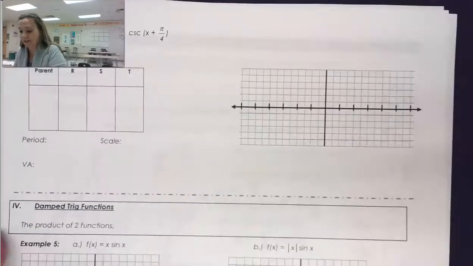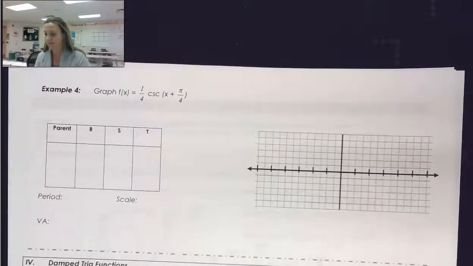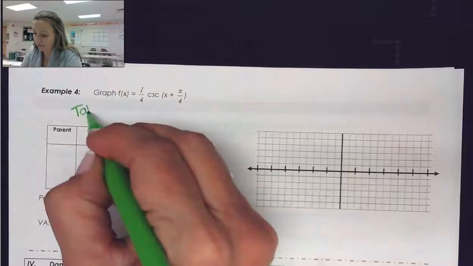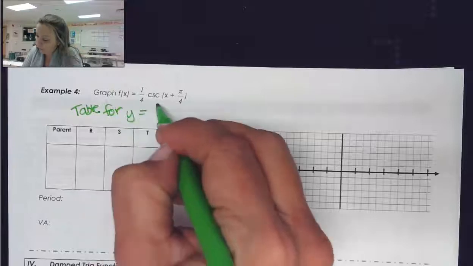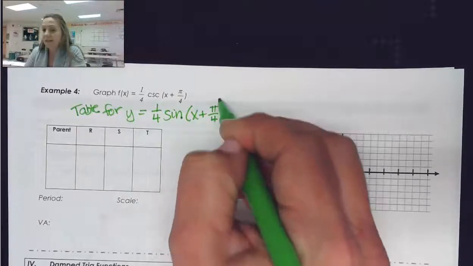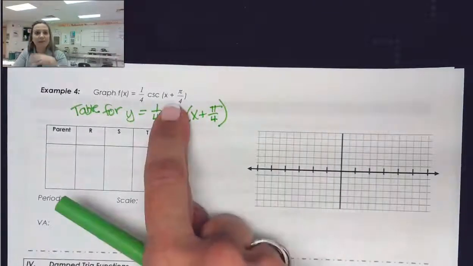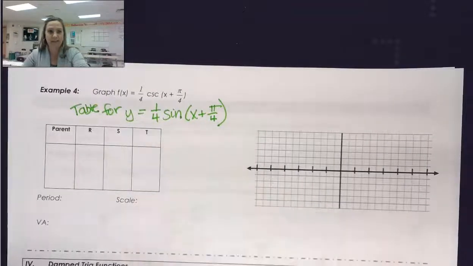If we've done that graph, then it should be pretty quick for us to do this last graph. This last graph, we're going to do f of x equals 1/4 times the cosecant of x plus pi/4. And again, what we'll do is we're going to make our table and fill out the period and the scale for y equals 1/4 of the sine of x plus pi/4. Now, just like normal, if necessary, we would need to factor it out and turn it into that b times the quantity x minus c form, but we don't need to do that in this case.